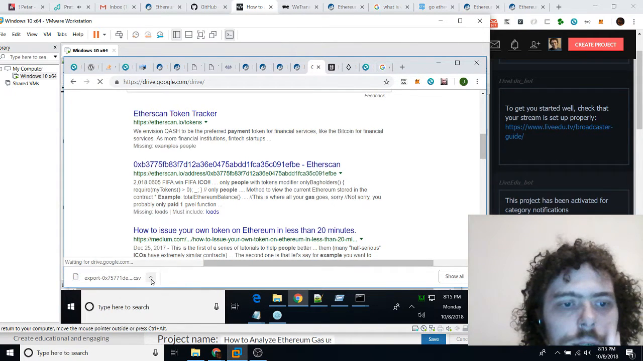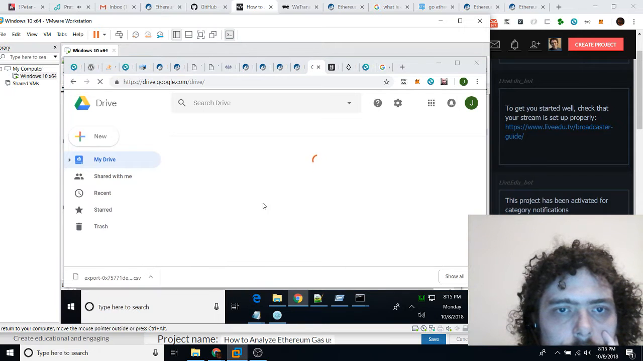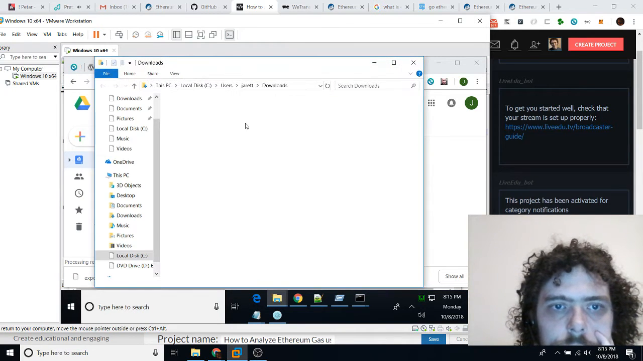Just export all these transactions. This holder of CryptoKitties that we found.